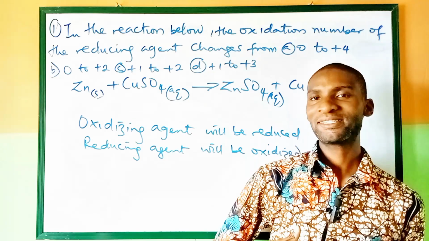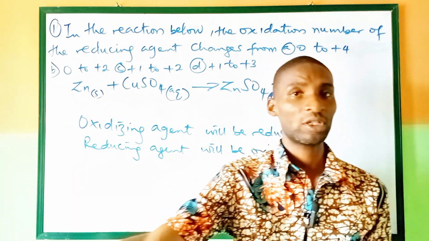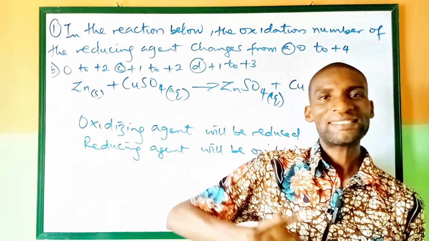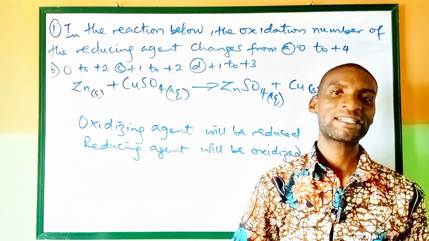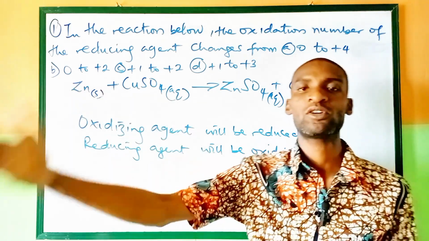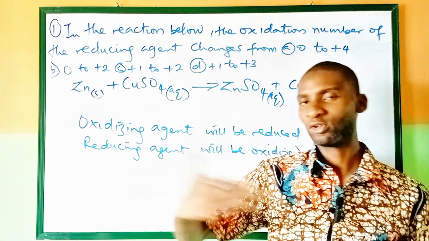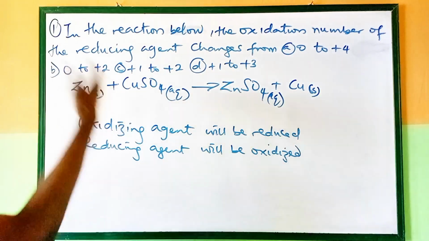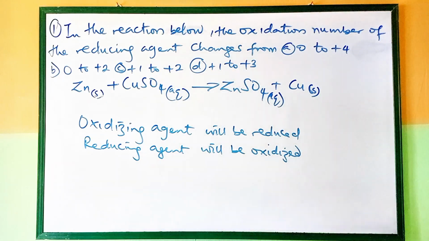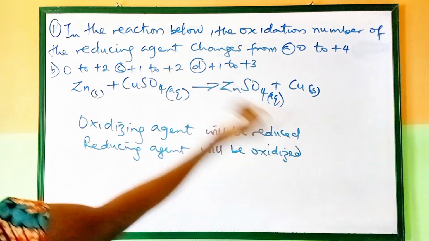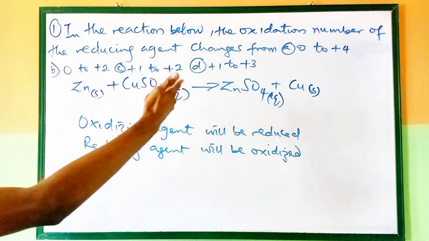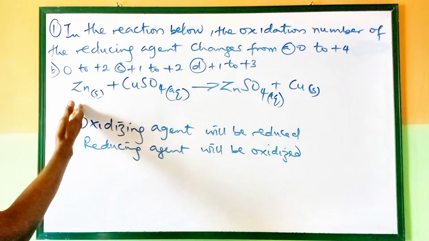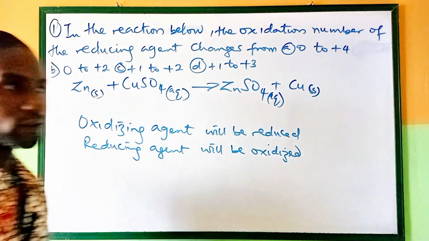So the oxidizing agent will oxidize the other species, while itself will be reduced, and then the reducing agent will reduce the other species, but itself will be oxidized. I believe that illustration is clear. Now let's try to answer the question on the board. In the reaction below, the oxidation number of the reducing agent changes from. So the question is, which of these is the reducing agent?